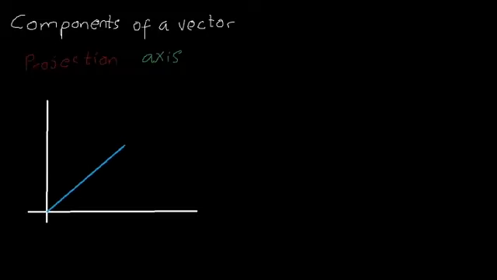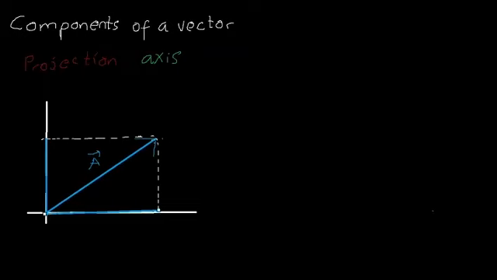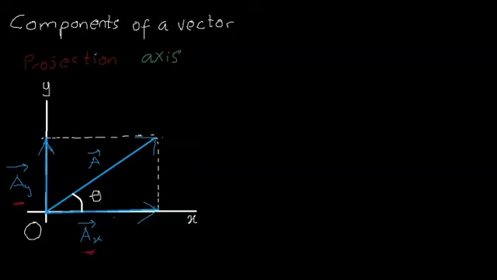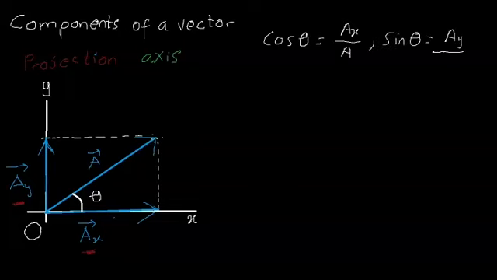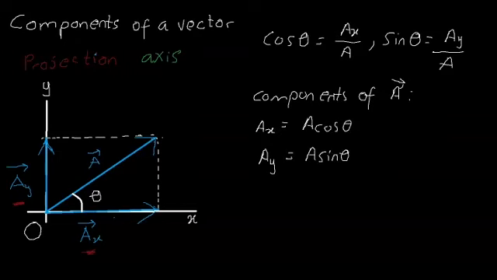Let's consider a vector A lying in the xy plane and making an arbitrary angle theta with the positive x-axis, as shown. AX is the component of A along the x-axis, and AY is the component of A along the y-axis. From the definitions of sine and cosine, we see that cos theta equals AX over A and sine theta equals AY over A. Hence, the components of A can be written as AX equals A cos theta and AY equals A sin theta.